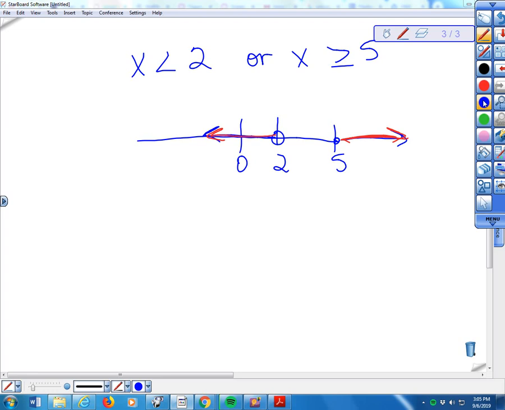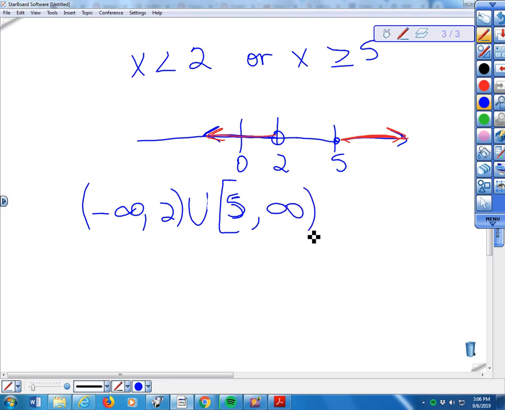Now if I go left to right, this is how I'm going to do interval notation. From the left, it's negative infinity, always parenthesis. It goes to 2, open parenthesis, because it's not including. Now when I do an "or", like this is, you always put a capital U between the two intervals. That just means "or". And then I start at 5, but it's got to be a bracket because it's including 5. And then I'm going to go to infinity with a parenthesis.